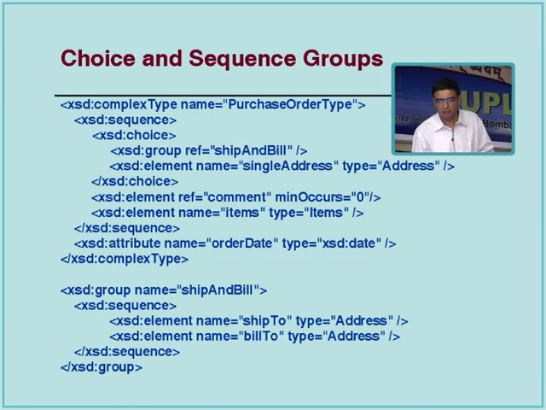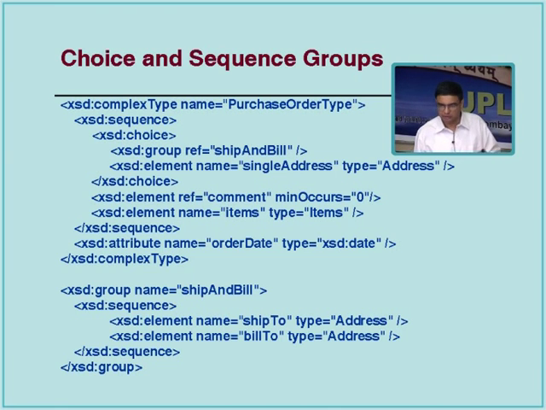And now you are given the choice between either a ship and bill address, which is a group, or a single address, which is of type address. So you can pass any one of these at this point in time. So it's an either or in here. It's a choice between one of these two, right?